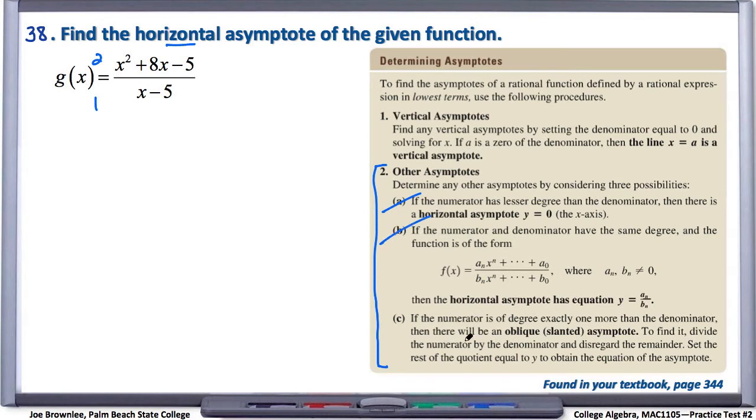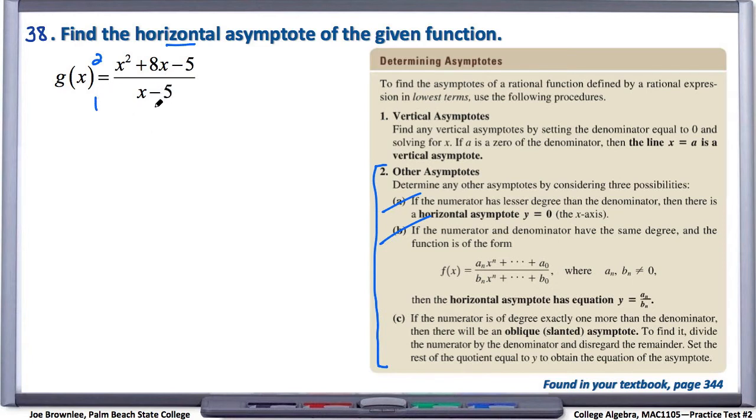How about C? C says if the numerator is of degree exactly 1 more than the denominator, then there will be an oblique, also known as slanted, asymptote. And that's what's happening here. We can see the numerator is 1 degree larger than the denominator, so we have an oblique, also known as a slanted asymptote. How do we find that oblique asymptote? We've got to use synthetic division.